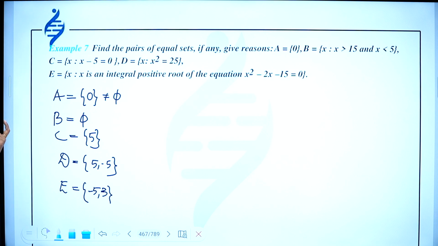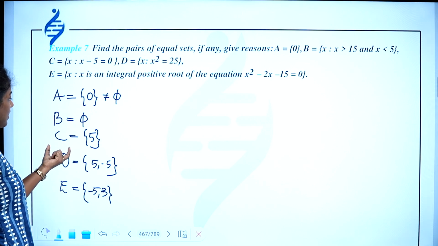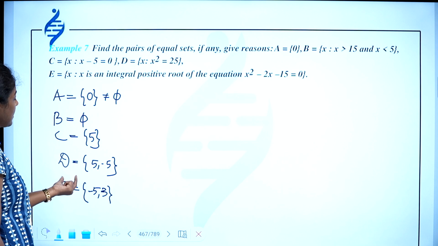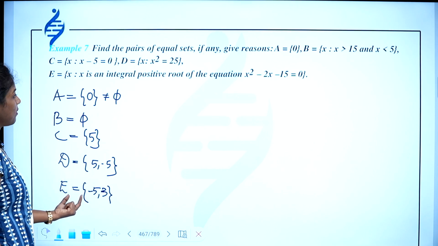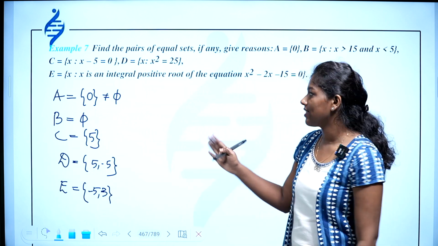Find the pairs of equal sets if any. There are no equal sets, right? Because A is {0}, B is the empty set, C is {5}, D is {5, -5}, E is {-5, 3}. So there are no equal sets because all the sets are different.